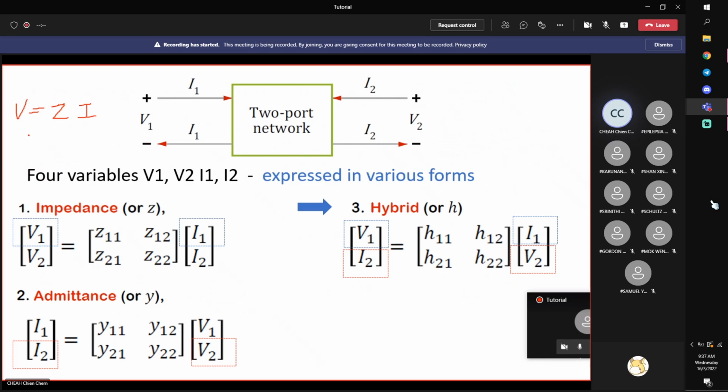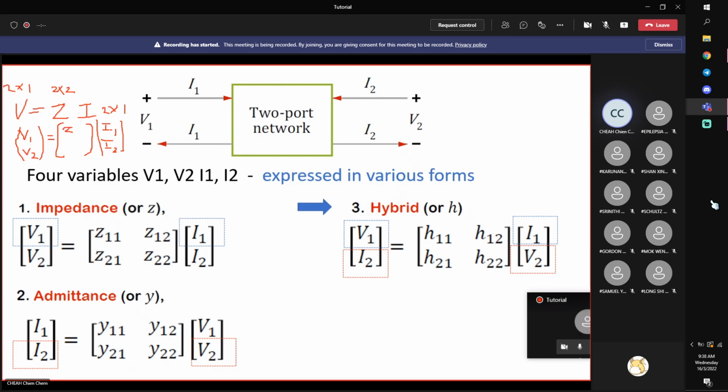But for two-port networks, you know there are 4 variables. So put V1, V2, and for I, you put I1, I2. They are vectors. Now, in order to be dimensionally compatible, each is 2 times 1, so therefore, this must be 2 times 2.